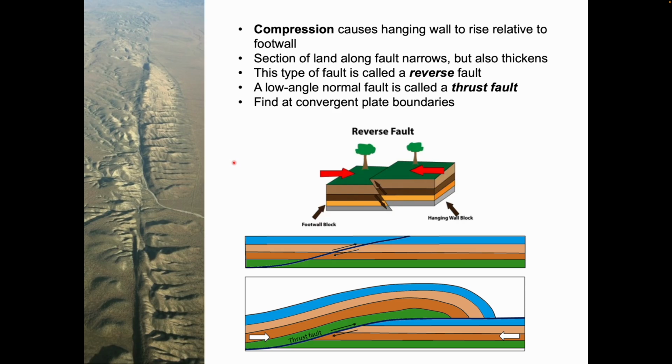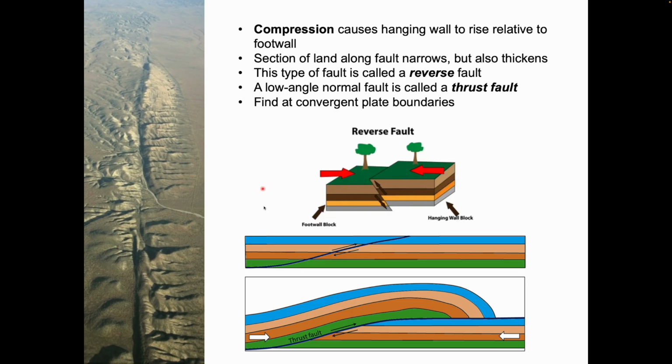Now we're going to move on to what happens when you get compression. This causes the hanging wall to rise relative to the footwall, so it's the opposite of a normal fault. The section of land along the fault narrows and also thickens. This type of fault is called a reverse fault. A low-angle reverse fault is called a thrust fault. You find these at convergent plate boundaries and areas of crustal shortening.